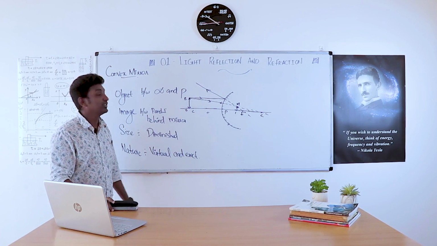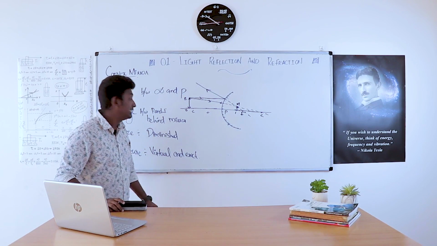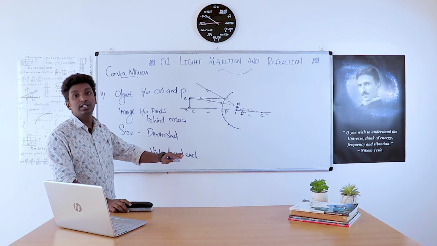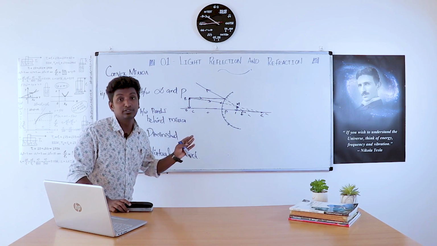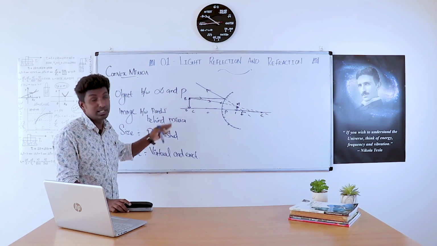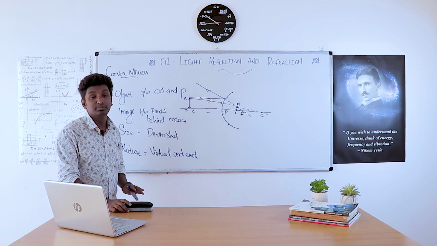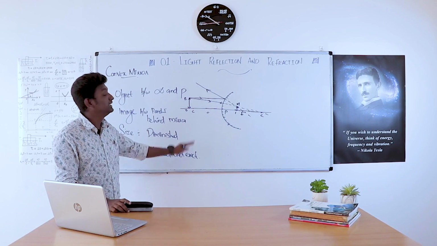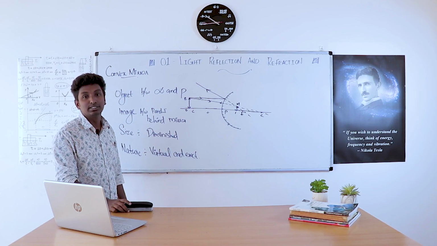Then what is the size of the image? Size of the image is diminished and the nature is virtual and erect. So now we complete all the 8 cases of image formation: 6 from concave mirror and 2 from convex mirror. Very, very important topics. You must study all the 8 cases of image formation.